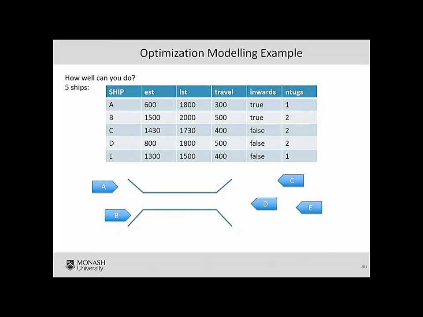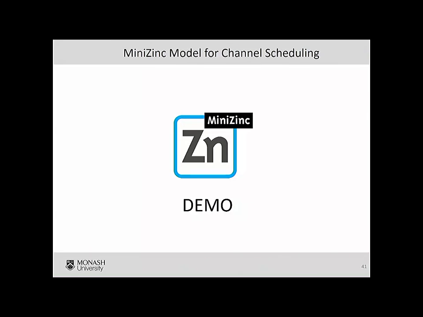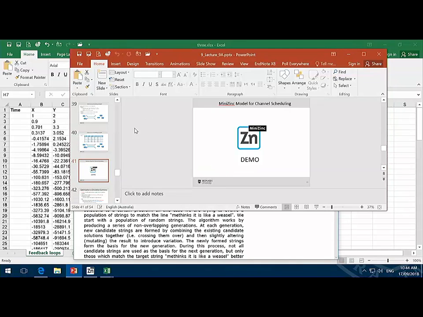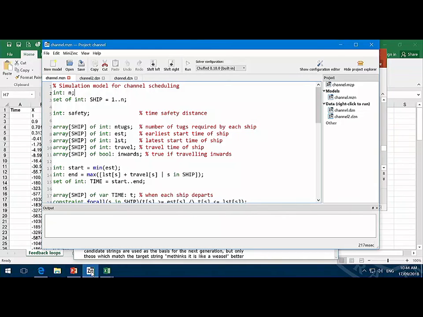So, well, let's have a go. I'll show you an optimization model. So we're going to have n ships. For each ship, we need to know the number of tugs it has. This is just the data.